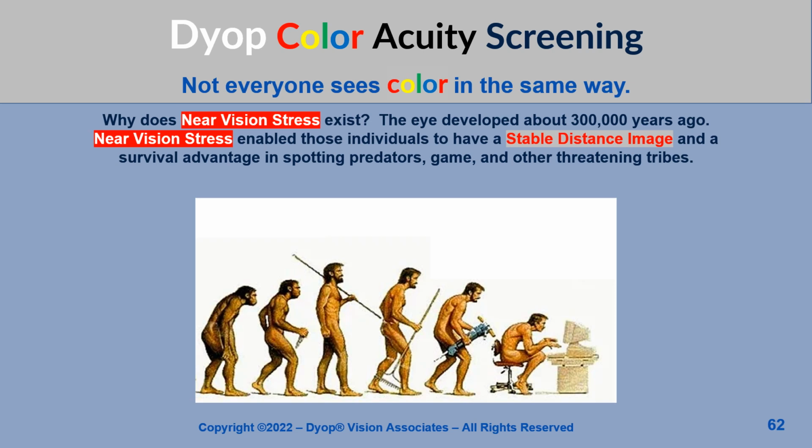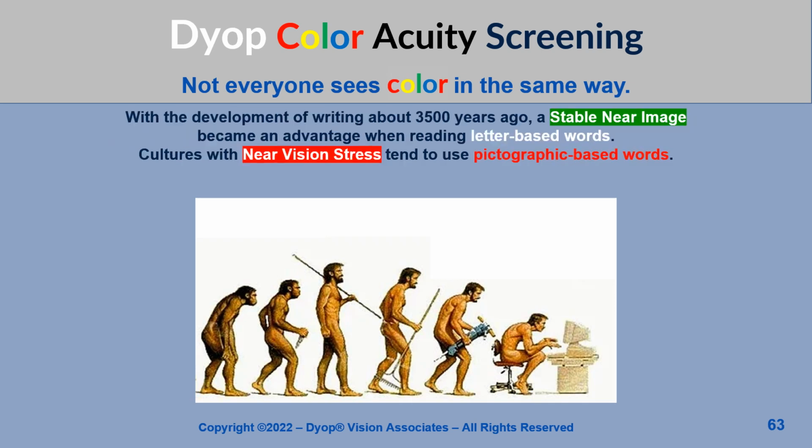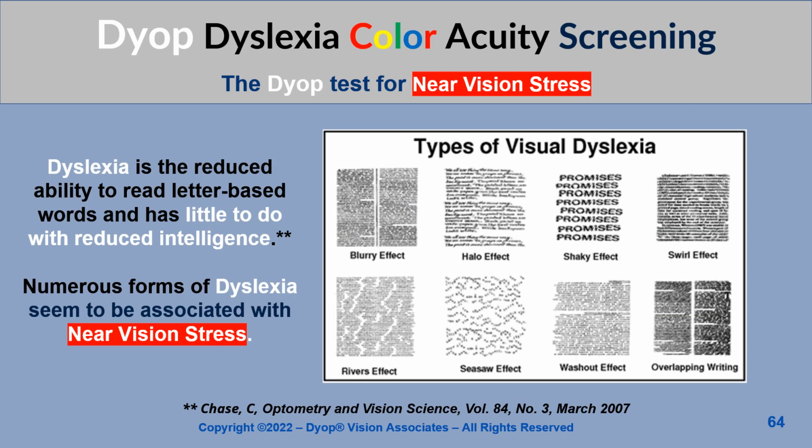Near vision stress enabled those individuals to have a stable distance image and survival advantage in spotting predators, game, and other threatening tribes. With the development of writing about 3,500 years ago, a stable near image became an advantage when reading letter-based words. Cultures with near vision stress tend to use pictographic-based words.